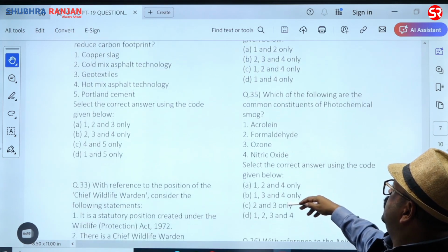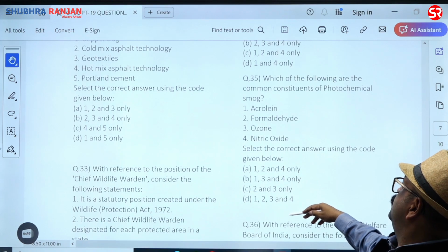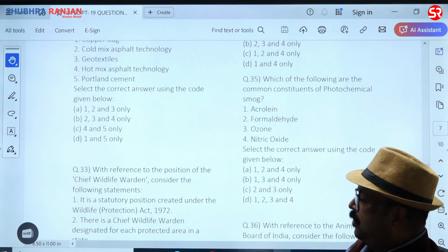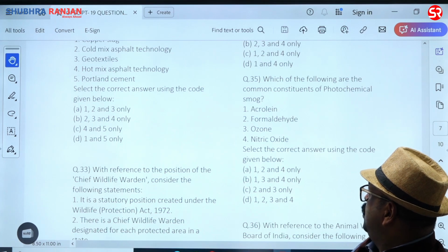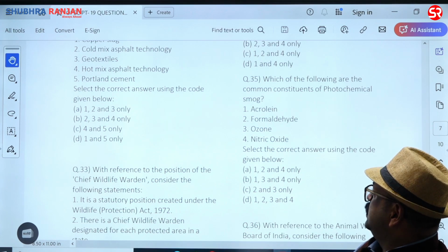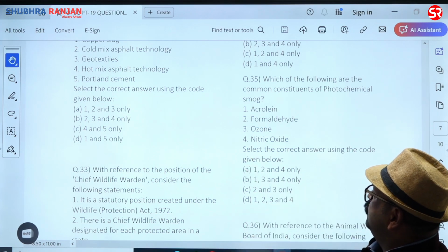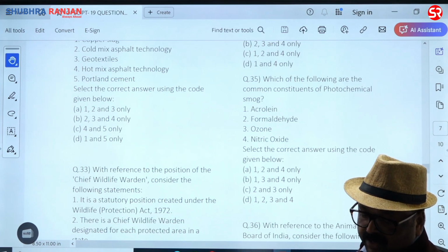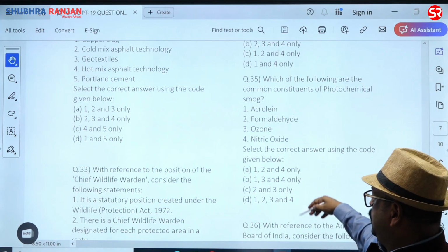Which of the following are the common constituents of photochemical smog? Photochemical smog: acrolein, formaldehyde, ozone and nitric acid, all the above. 1, 2, 3, 4. 35, D. Yes, all the above are going to be correct.